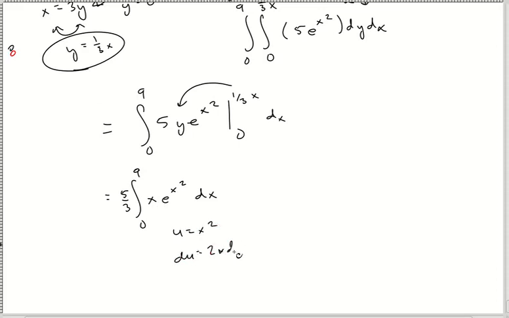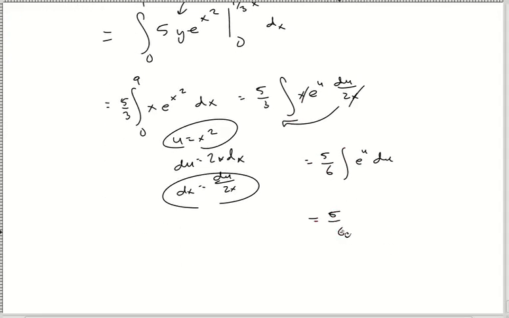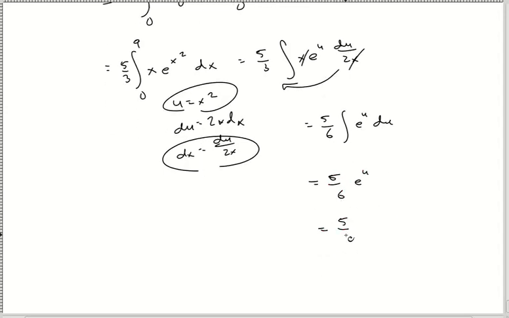du is equal to 2x dx. dx is du over 2x. Again, using these two. 5/3 still in the front. x e to the u, du over 2x. Cancel, cancel, move the 2 out. So now you have a 5/6 integral e to the u du, which turns out to be e to the u. Again, no plus c's or anything here, because I'm plugging back in my u, it's x squared, from 0 to 9.